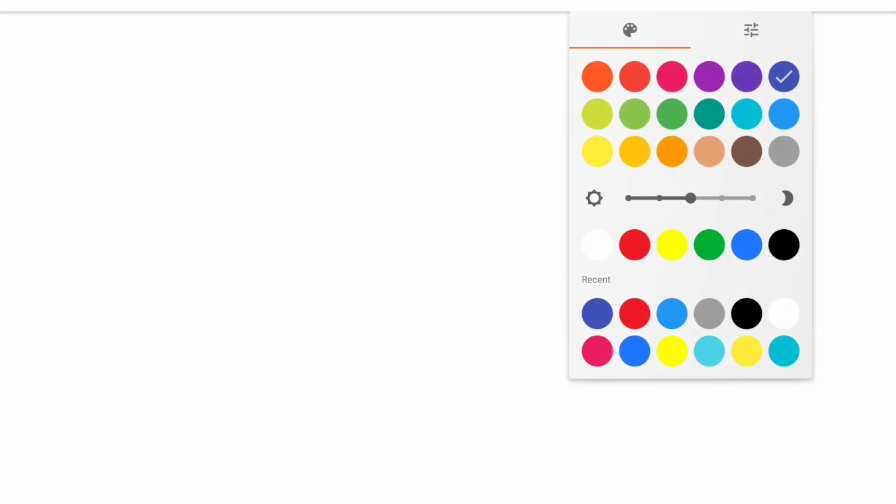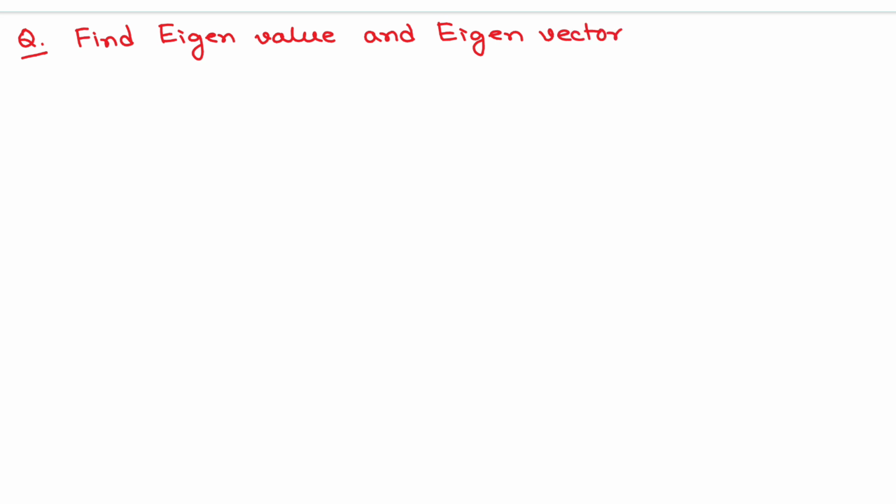Now come to the next topic. Let's come to the example of eigenvector. Question: find the eigenvalue and eigenvector of the matrix A equals 3 1 minus 1, 2 2 minus 1, 2 2 0.